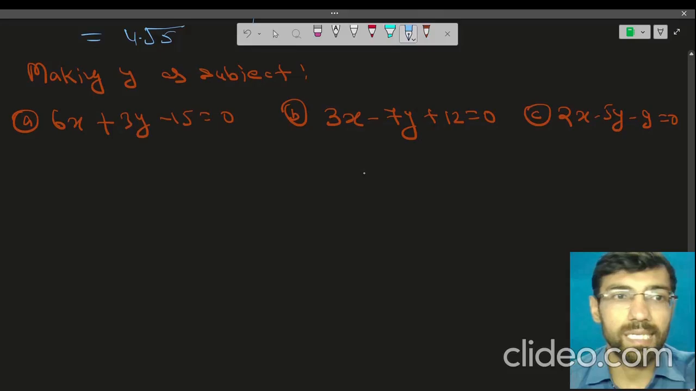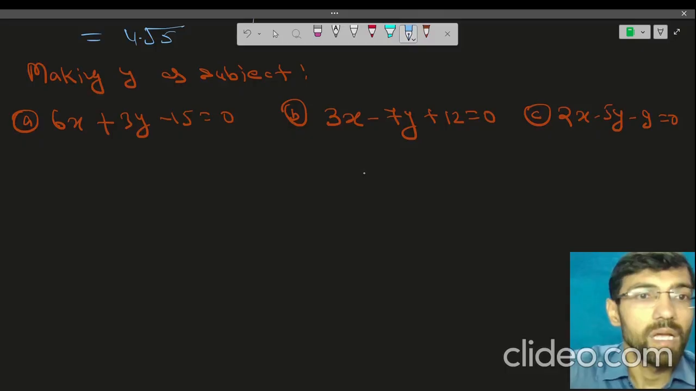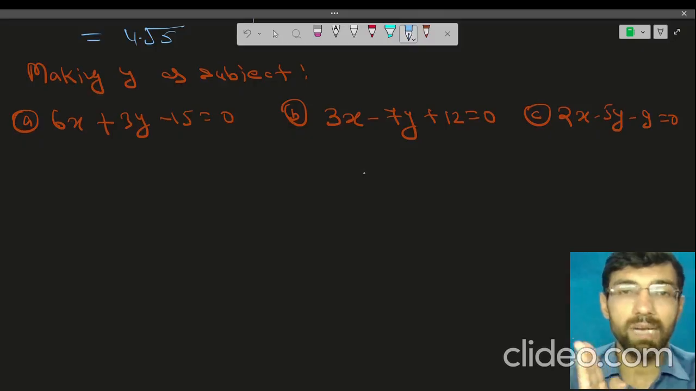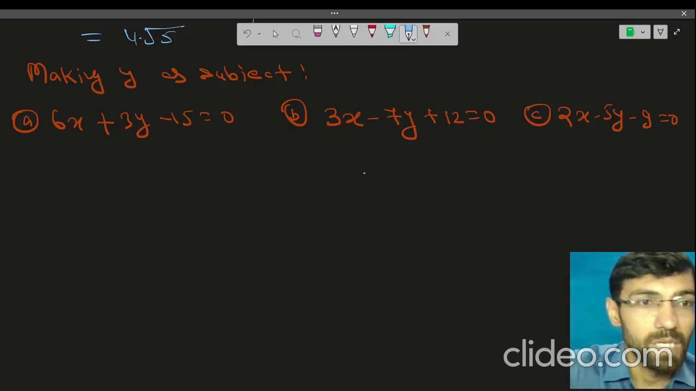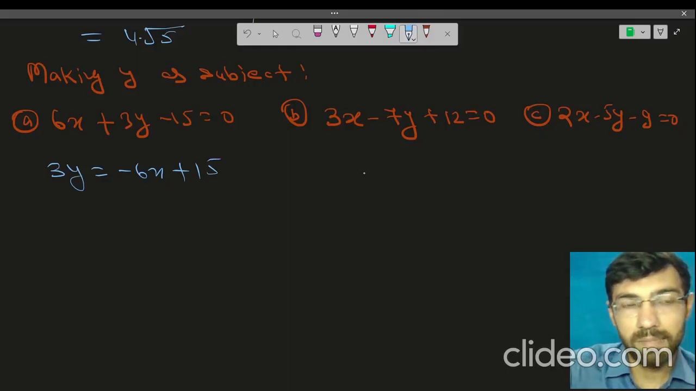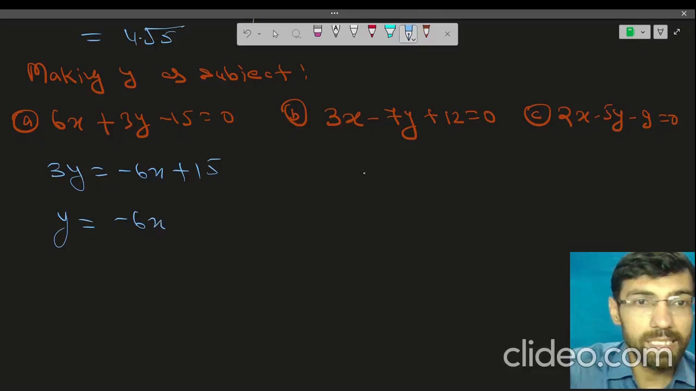making y the subject. I think you are quite okay with it, but just for completion, let us complete it. Making y the subject. So we will try to keep our variable y on the left side, the term of the variable y. So this will be 3y equals minus 6x plus 15. I have shifted 6x and minus 15 to that side. And now 3 is in product, so you can make it division. So my y will be minus 6x plus 15 whole upon 3.